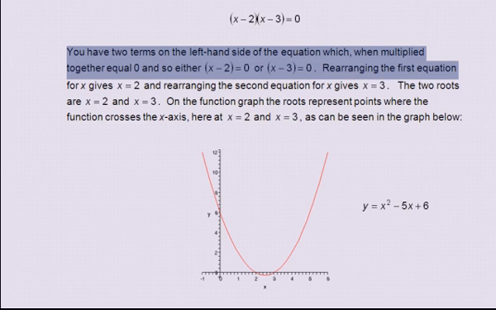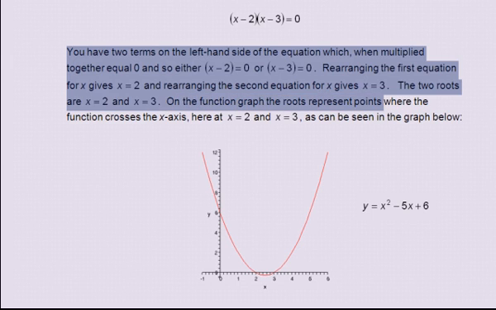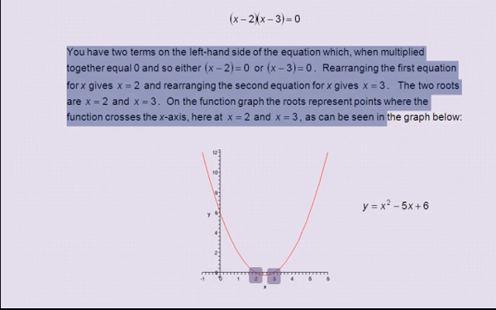Rearranging the first equation for x gives x equals 2, and rearranging the second equation for x gives x equals 3. The two roots are x equals 2 and x equals 3. On the function graph, the roots represent points where the function crosses the x-axis, here at x equals 2 and x equals 3, as can be seen in the graph below.